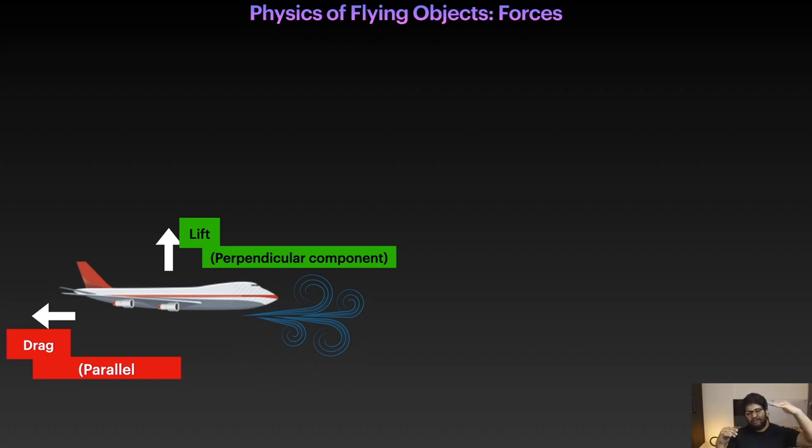So if the body is moving in this direction, the drag will push it back. This is nothing but Newton's third law. Every force has an equal and opposite reaction, so the more the body wants to move forward, the more drag comes into the picture, hindering that particular rectilinear motion.